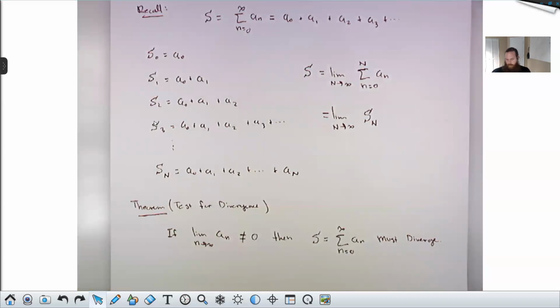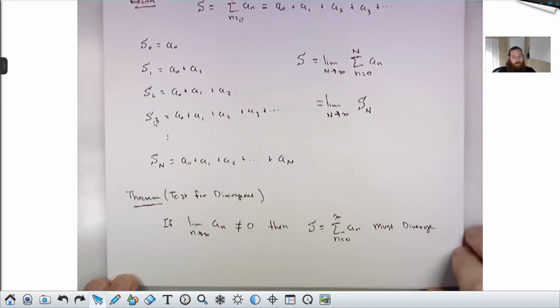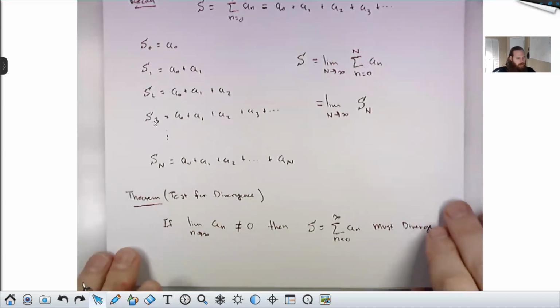The other big things that we did on Monday were get the result on geometric series and show you a little bit about telescoping series. I want to remind you the result on geometric series because that is so important, and then we're going to get into the new stuff for today.